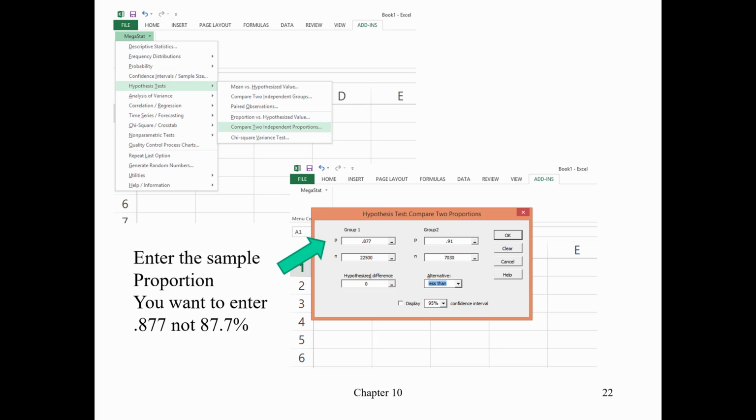Okay, so now we can see that in Megastat. Again, hypothesis test, comparing two independent proportions. Enter the sample proportion you want to enter. You want to enter 0.877, not 87.7. And 0.91 for UCCS. Hypothesized difference is always going to be 0 for this class. We just want to know if there's a difference. We're not saying, is the difference 10% or is the difference 2%? And since we're putting CU first, we would expect CU to be less than UCCS. So group 1 less than group 2, because more selective, lower acceptance rate.